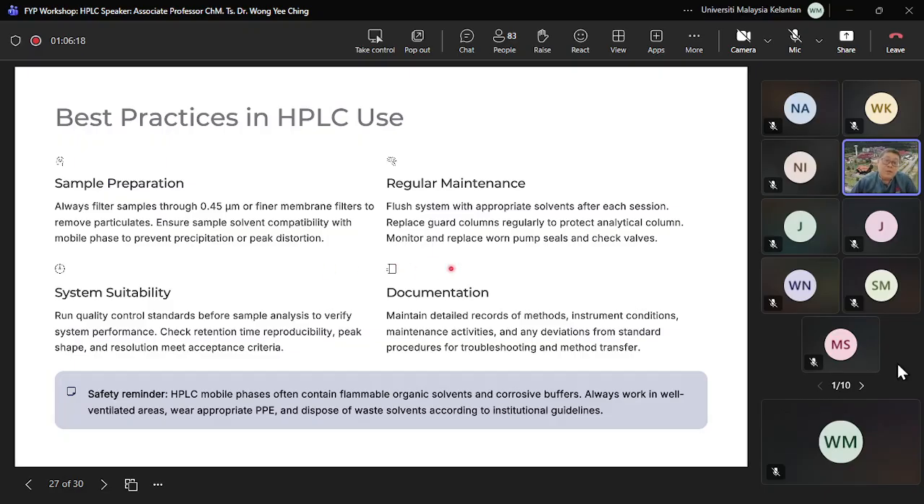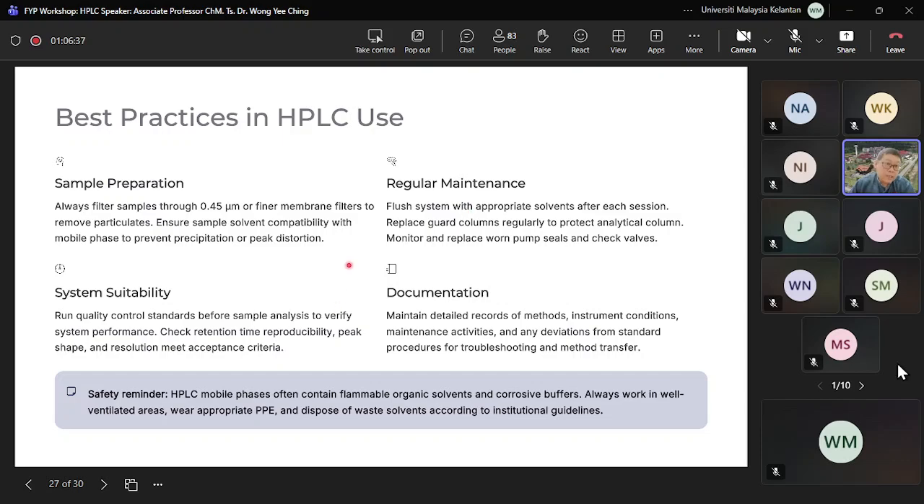So do regular maintenance. This is not done by you, but most basically you need to flush the column each and every session when you run your testing on your sample on the HPLC. This is being done regularly by the lab assistant.